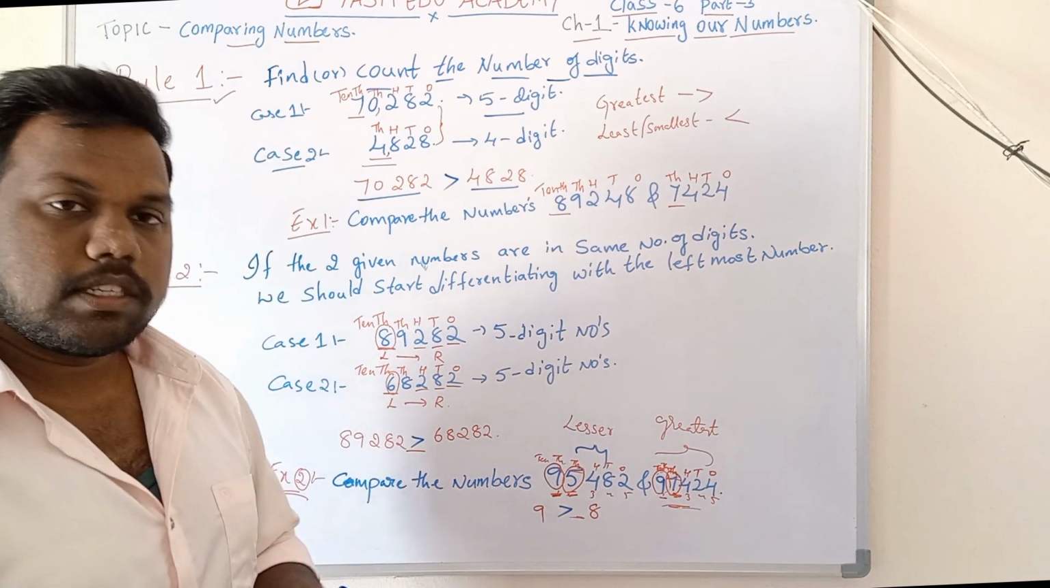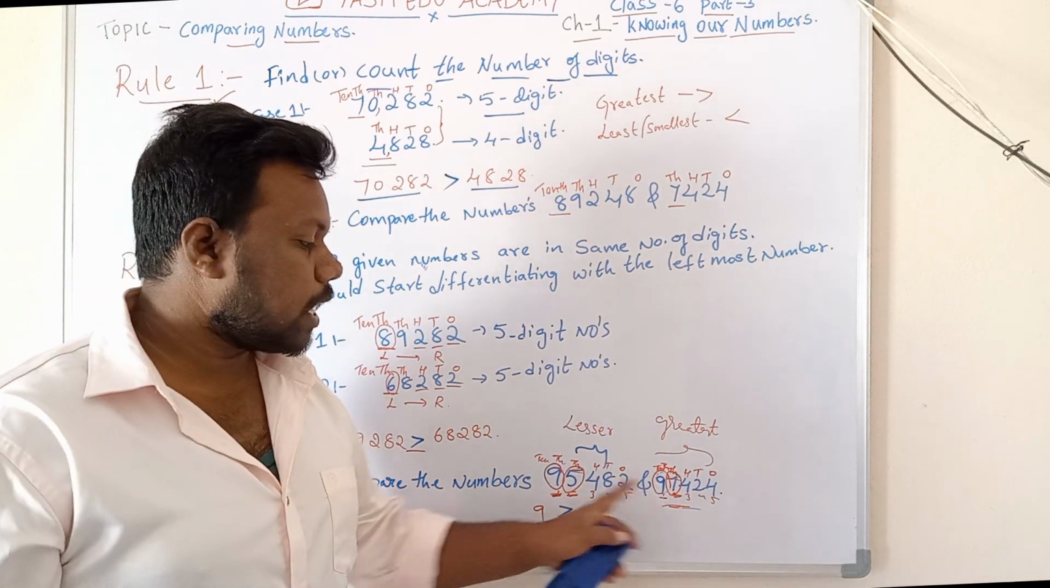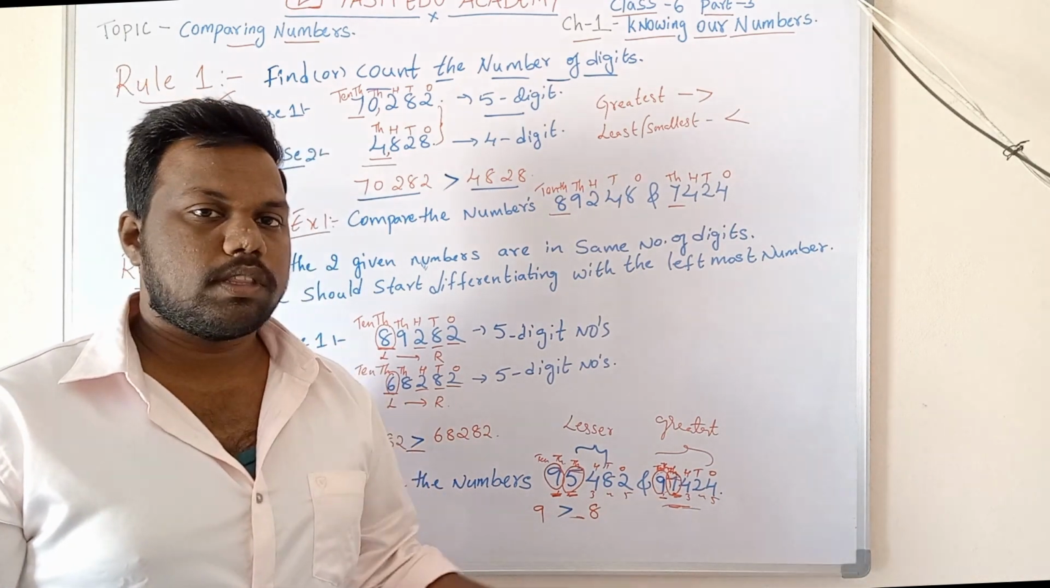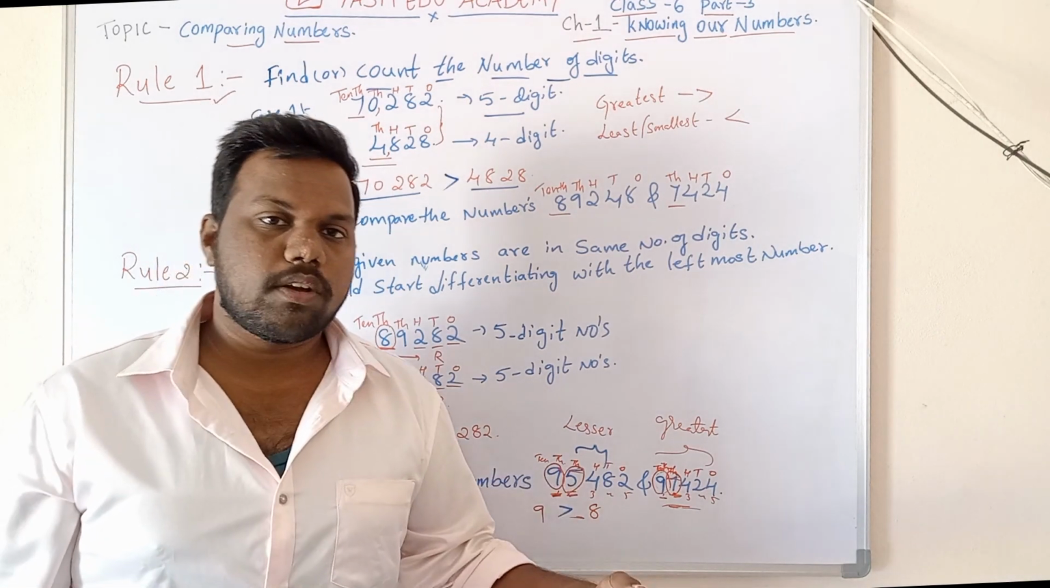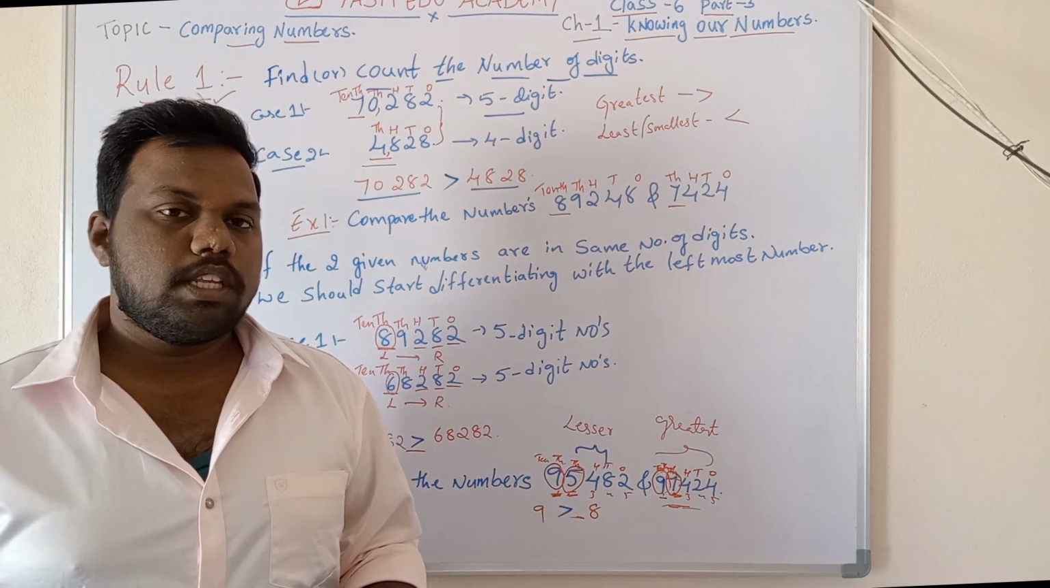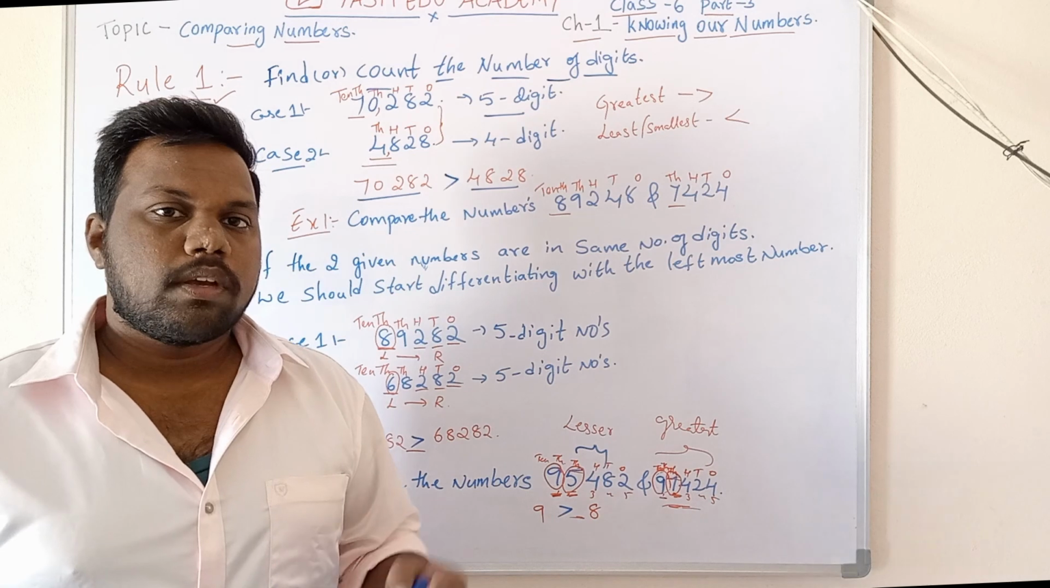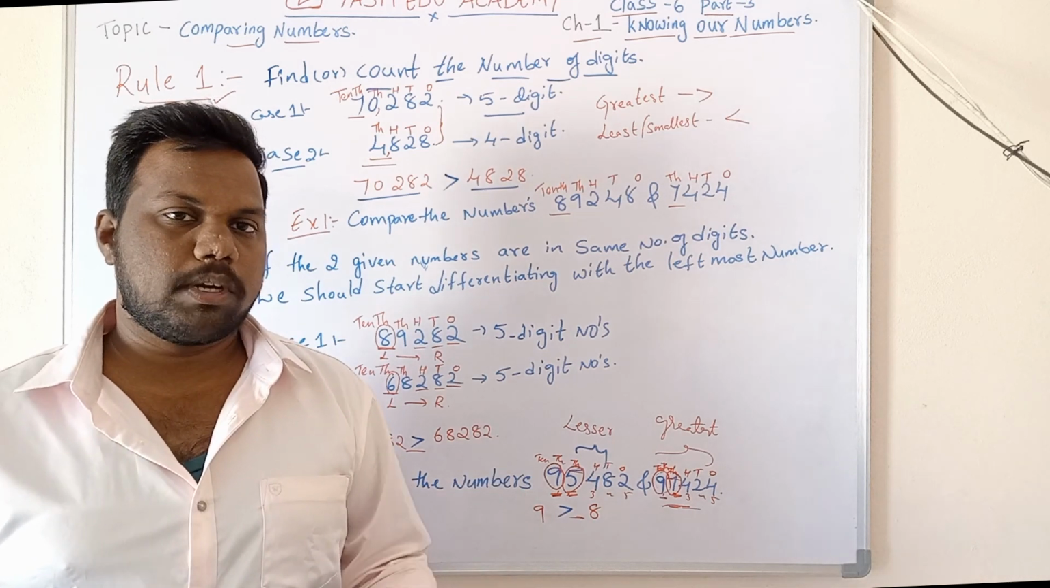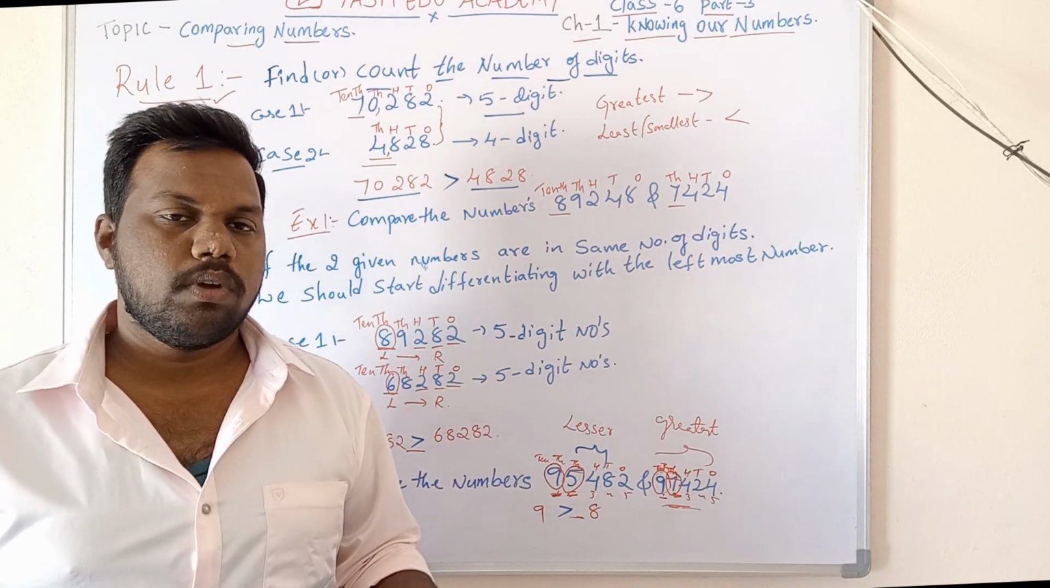Okay, this is the rule value. If both the second place also same, then go for the third. If both the third place value also same, then go for the fourth. In this way you should find the comparing numbers with the rule number 1 and rule number 2.